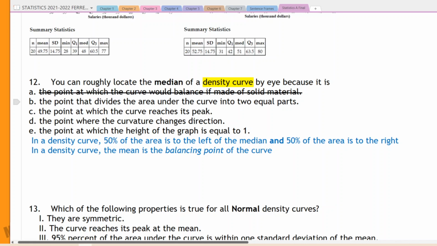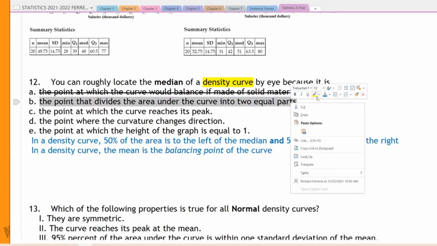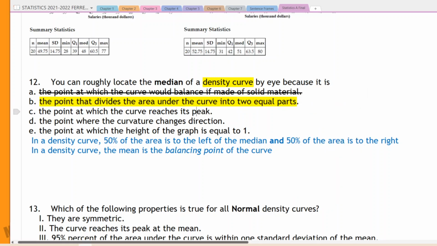The point that divides the curve into two equal parts, that looks like our winner. I'll highlight that for us. The point where the curve reaches its peak, no, oh yeah, it's just the peak. The point where the curvature changes direction, no, that's not correct either.